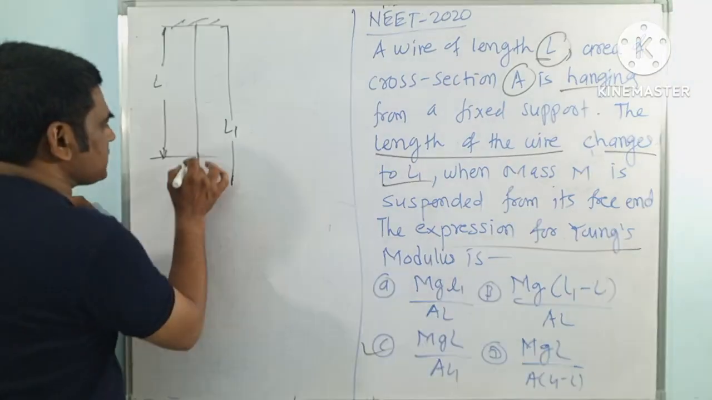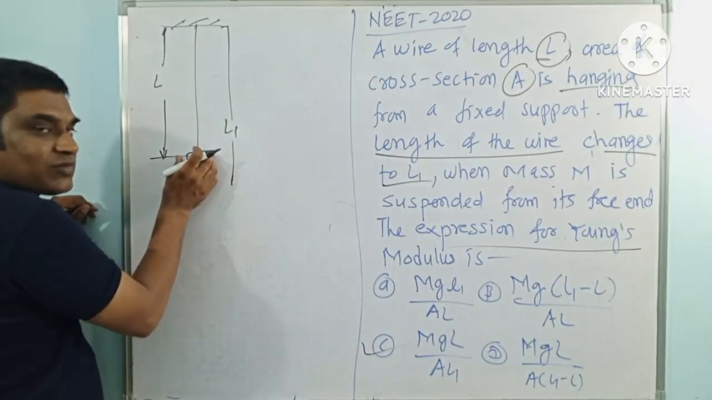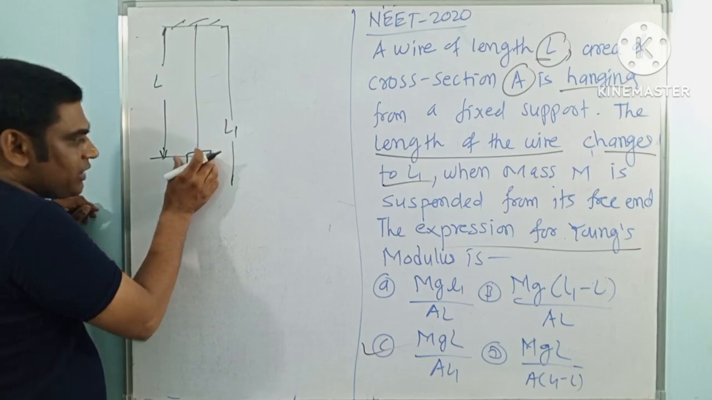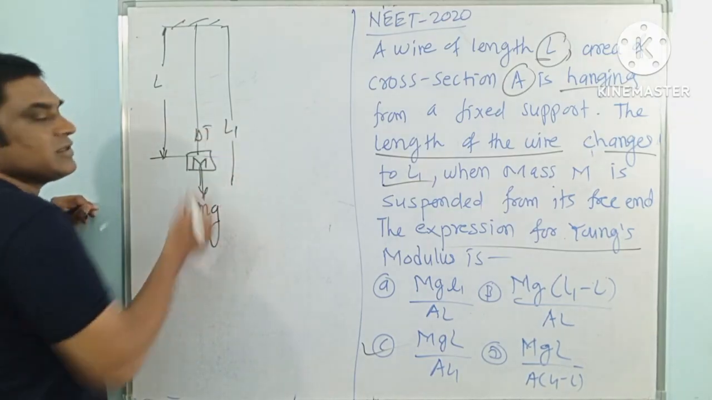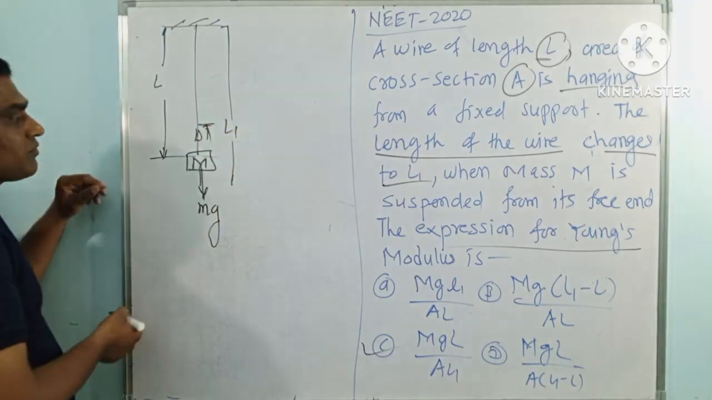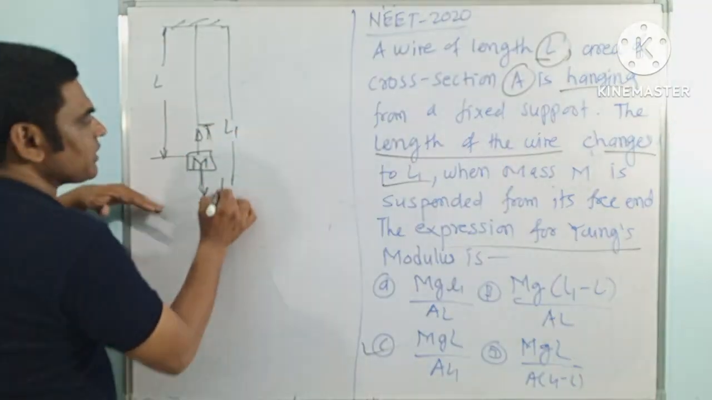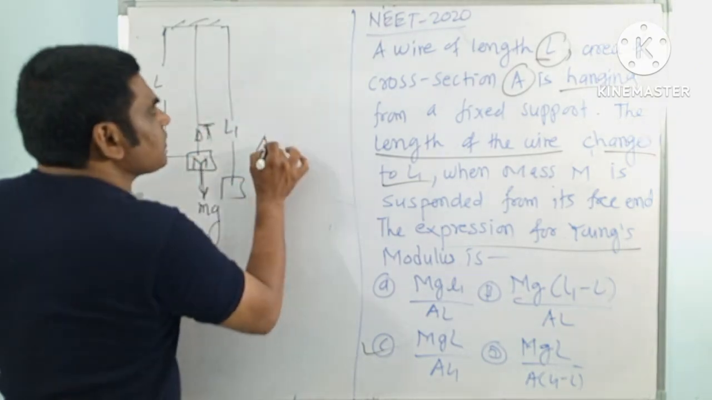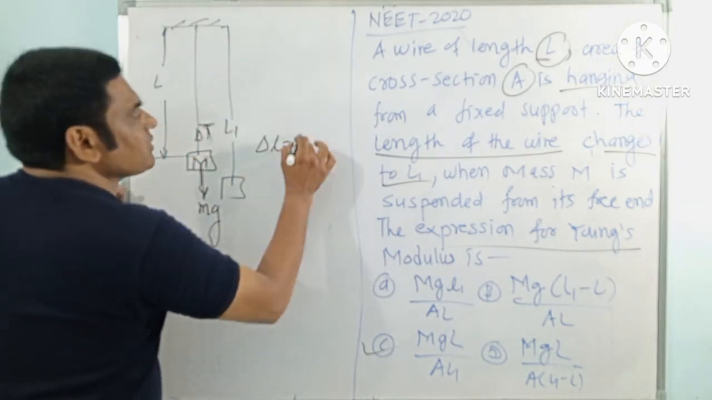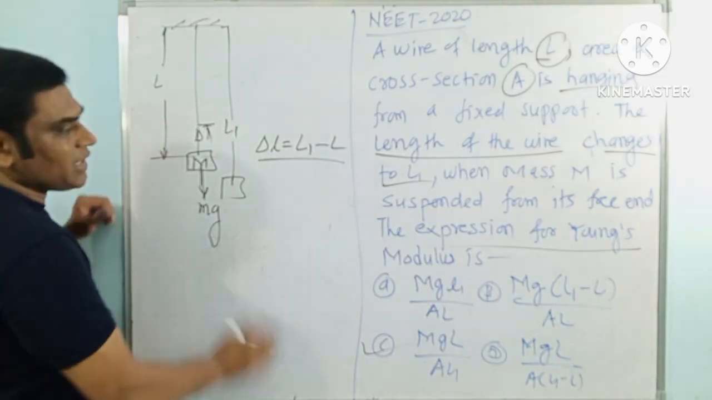Some mass will be attached here, and due to this mass it will apply a force mg on this side. Tension will be there. Due to this tension, this wire will be stretched downward, so it will come here. So the new length is L1. So delta L is the new length L1 minus the original length. Correct or not?